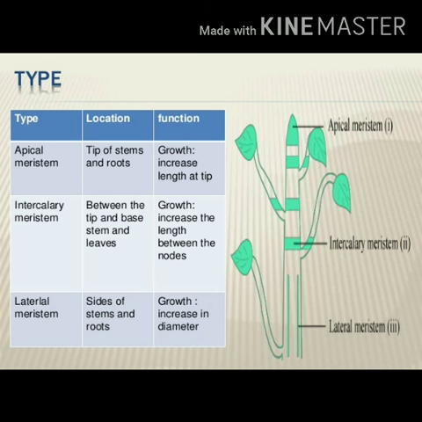Intercalary meristems are found at the node and at the base of the internode. They are responsible for increase in the length between the nodes. Lateral meristems are found at the sides of stems and roots. They are responsible for increase in the girth or diameter.